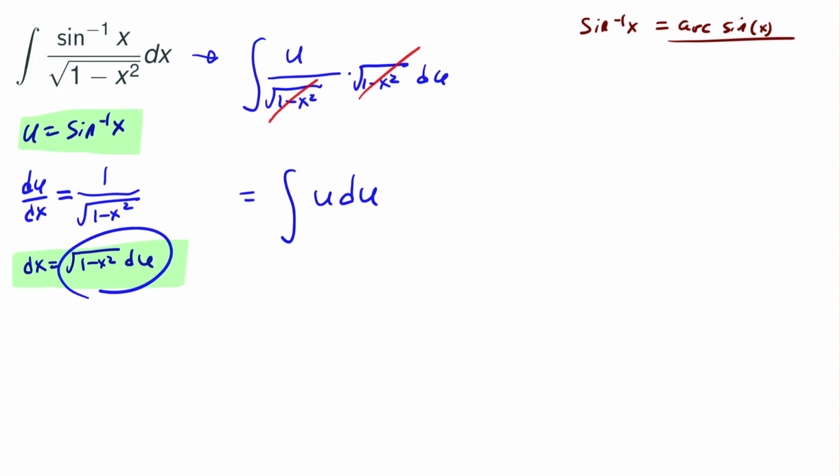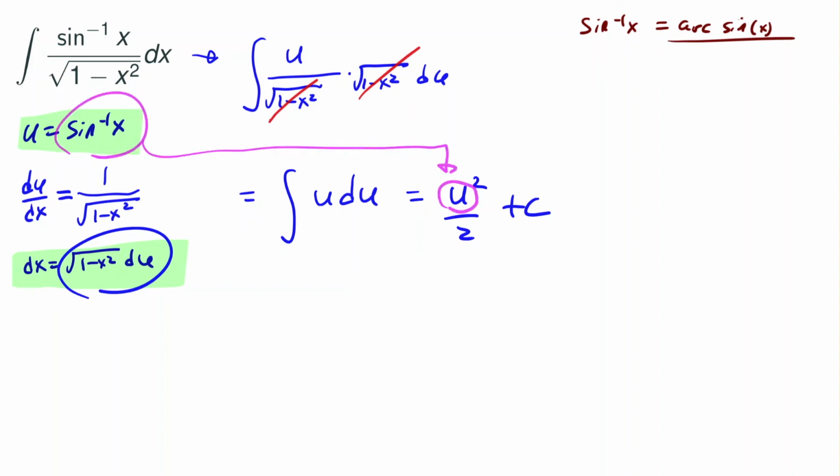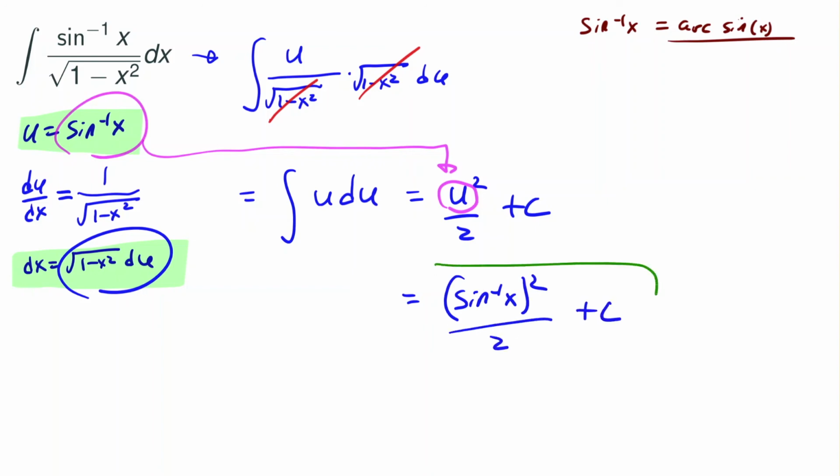So now we're ready to take the antiderivative, which is u squared over 2 plus c. This is an indefinite integral, so don't forget plus c. Then we have to plug in what u is. What is u? u is sine inverse of x. So we get sine inverse of x, the entire thing squared, over 2 plus c. So this is our final answer.